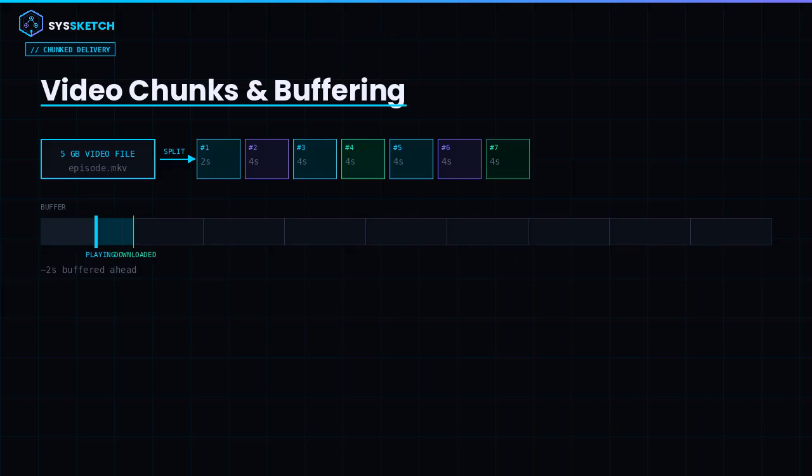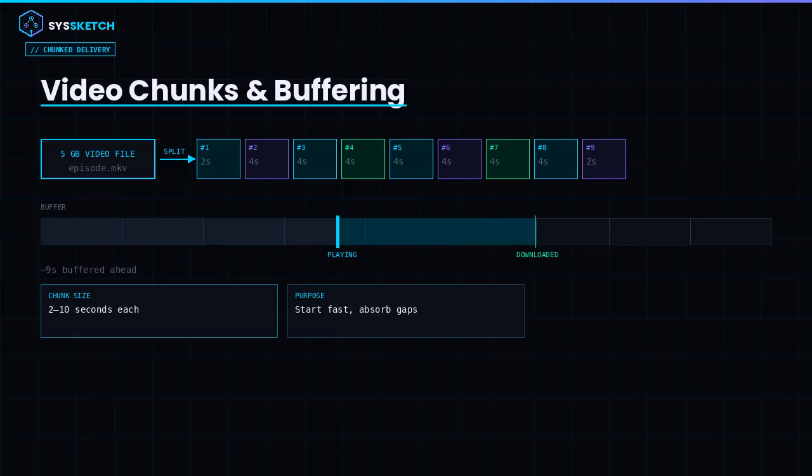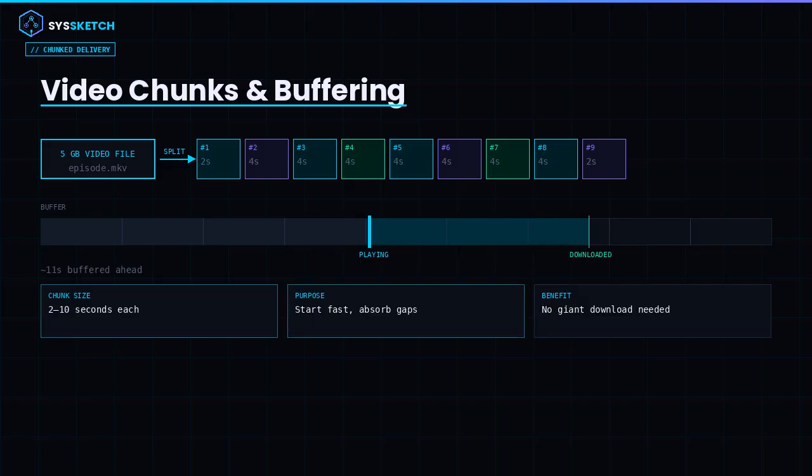The buffer is your protection against the internet being unreliable. If your connection hiccups for a moment, playback keeps going because the buffer already has several seconds preloaded. Your video never pauses because the buffer absorbs the gap. This is why your stream can survive a brief moment of network congestion without you ever noticing.